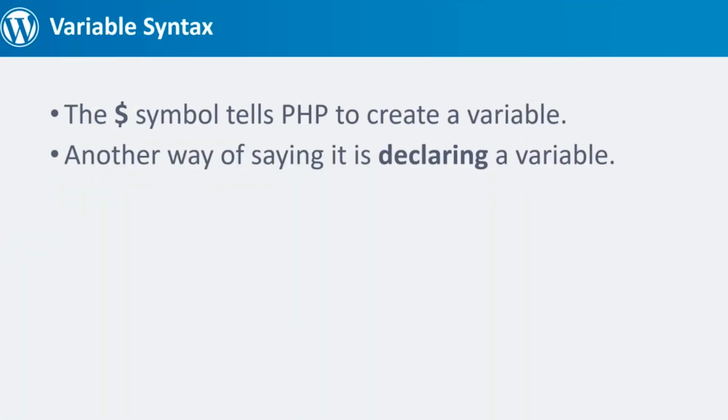If we want to write a variable, we need to type a $ sign symbol. PHP will understand we're trying to define a variable. The process of creating a variable is called a variable declaration. You may hear other developers say declaring a variable. The words creating or declaring are interchangeable terms.